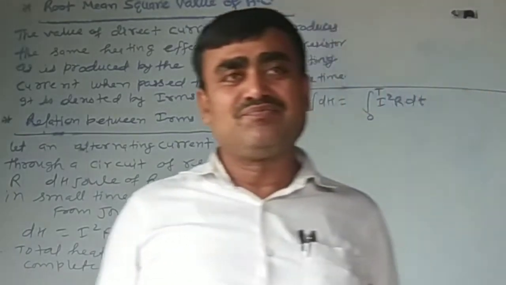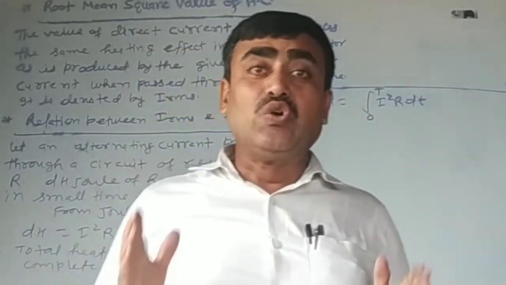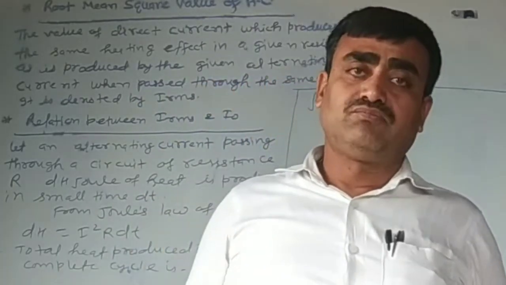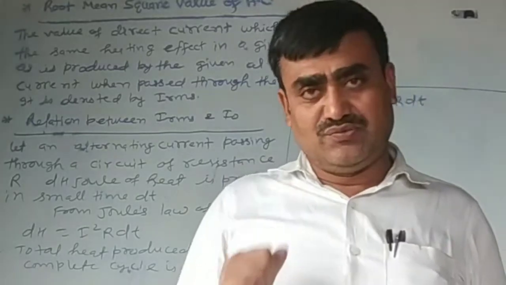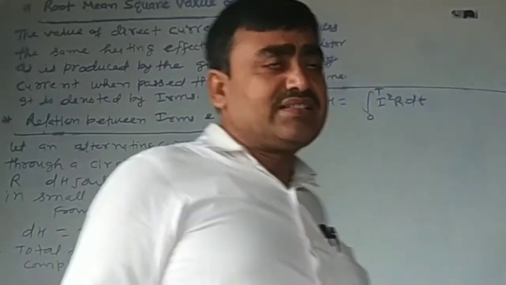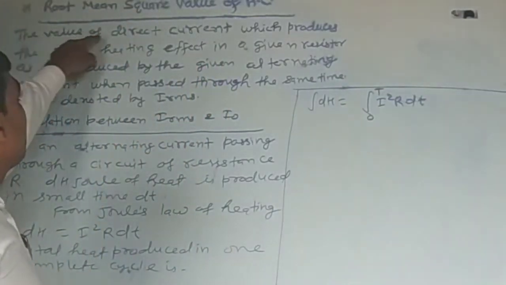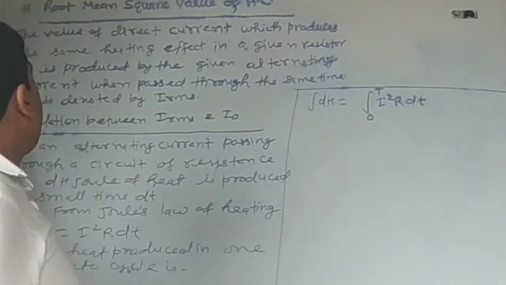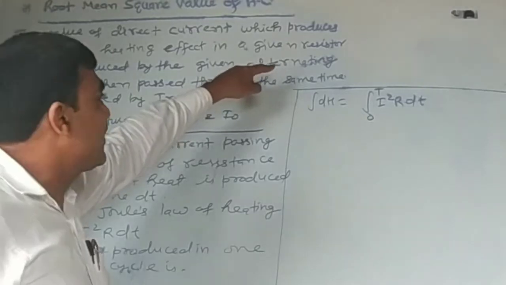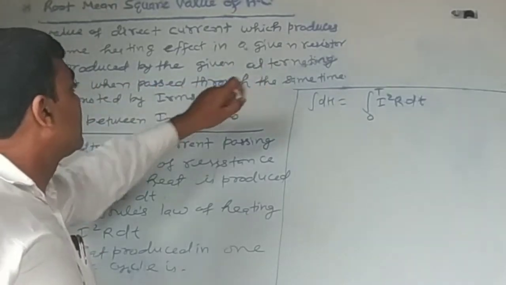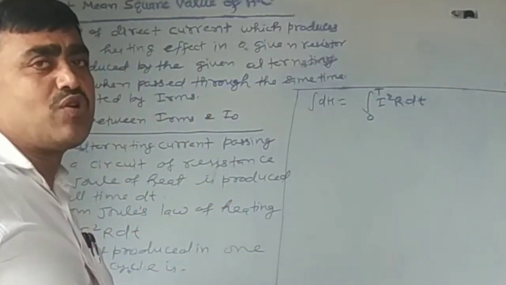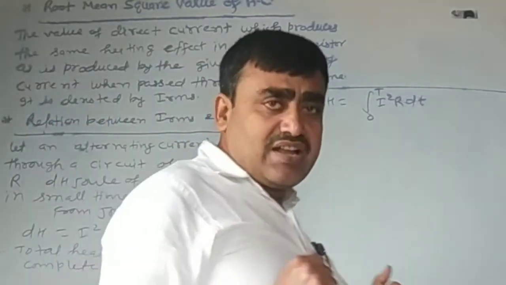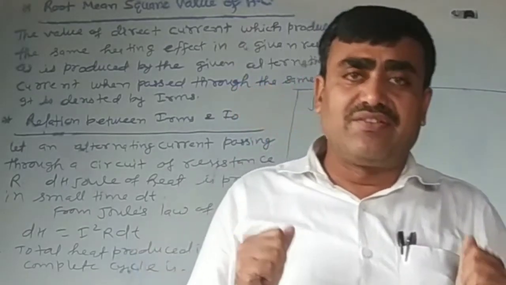Today, in this class, I am going to describe root mean square value of AC, which is taken from your chapter Alternating Current. What is root mean square value of AC? The value of direct current which produces the same heating effect in the given resistor as is produced by the given alternating current when passed through the same time is called root mean square value of AC. It is denoted by IRMS. IRMS, root mean square value of AC, is also known as effective value of AC.